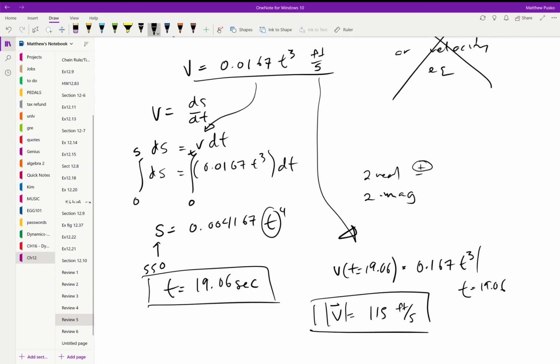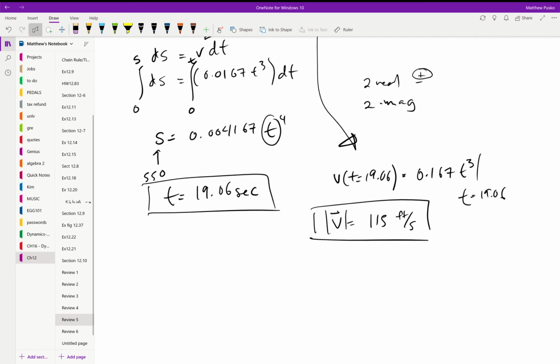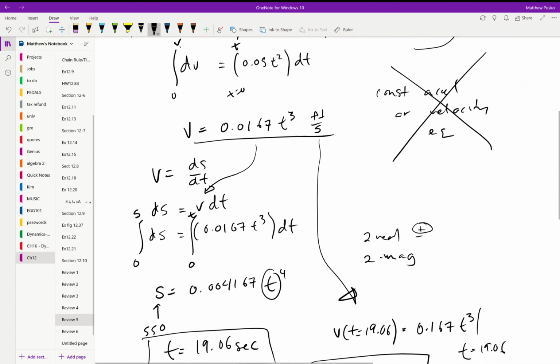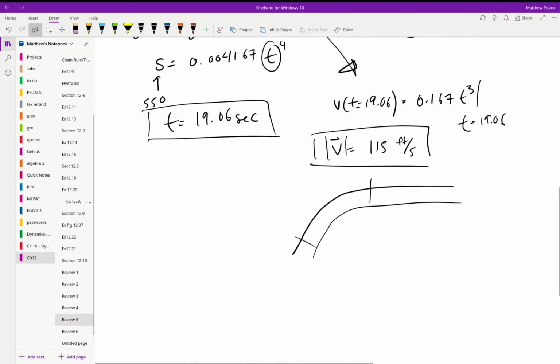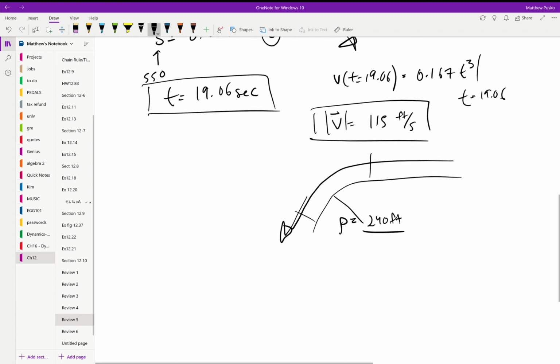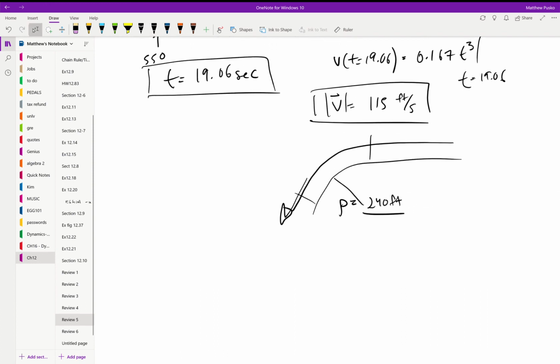If we wanted to figure out the vector, we would need to figure out where on the arc of its path, with a radius of curvature of 240 feet, what angle would that give us? And we'd have to add the angle in there. So we could figure it out, but they didn't ask for it. But what we can do is figure out its normal and tangential components of acceleration now.